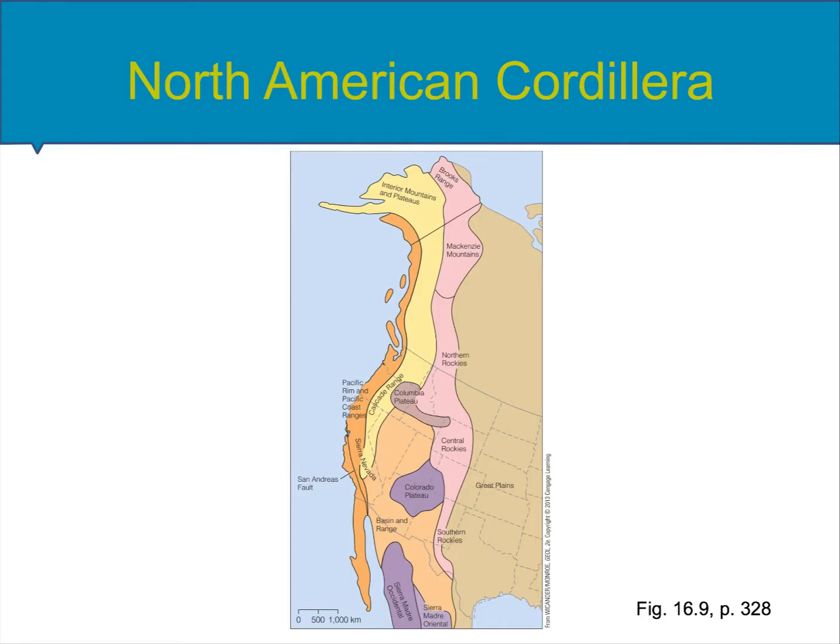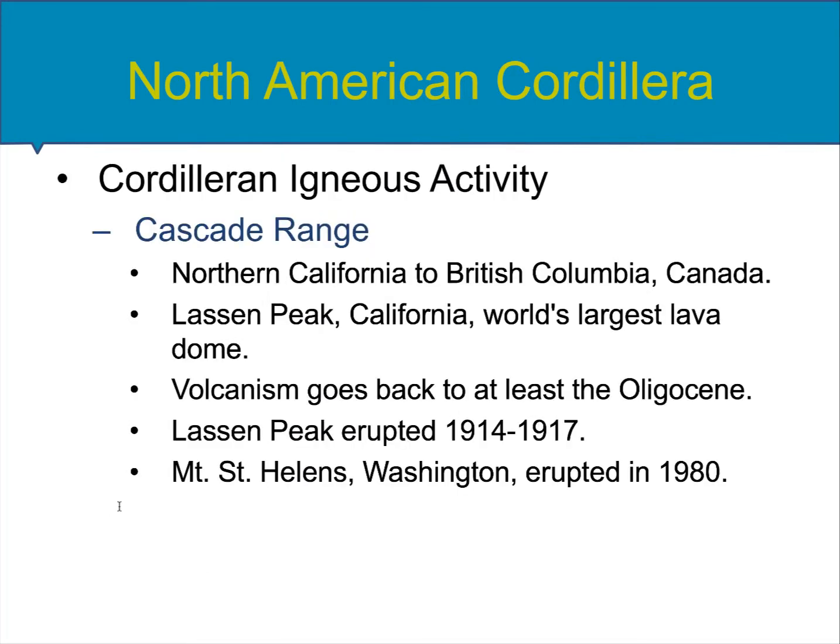Now, looking at the North American Cordillera. Remember, Cordillera refers to all the mountain ranges in the western United States, all the way from Alaska, the Brooks Range, all the way down into Central America and Mexico. Now let's look at this Cordilleran igneous activity. The first range we'll look at is the Cascade Range, and it stretches from northern California, which includes Lassen Peak and Shasta, all the way to British Columbia, where there's Mount Garibaldi, a Cascade volcano. And this volcanism goes back to about 30 million years, which is into the Oligocene epoch.